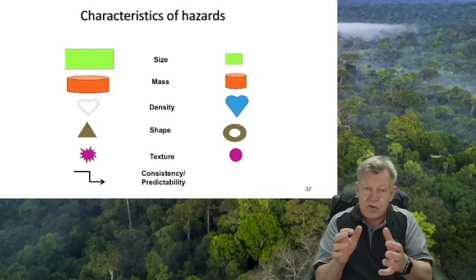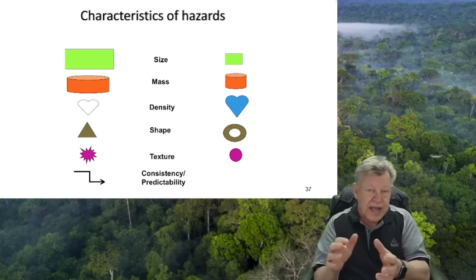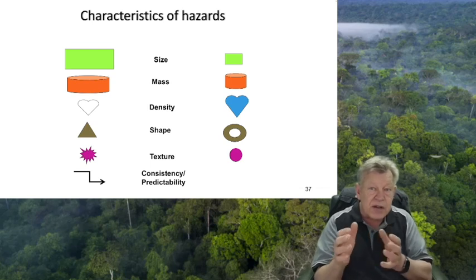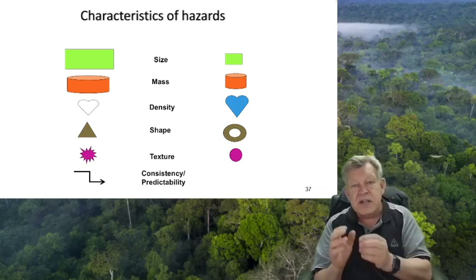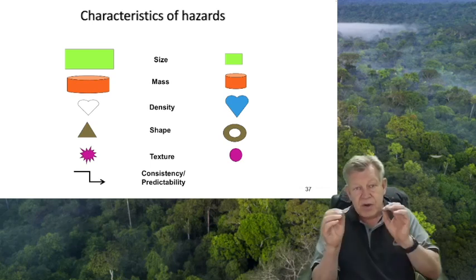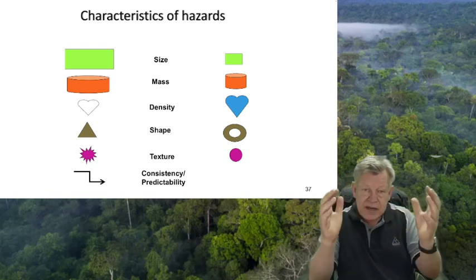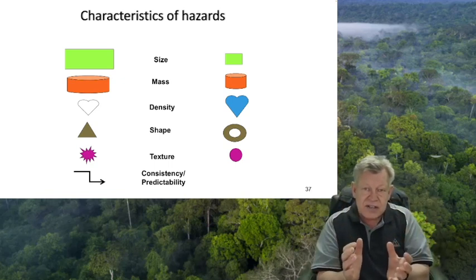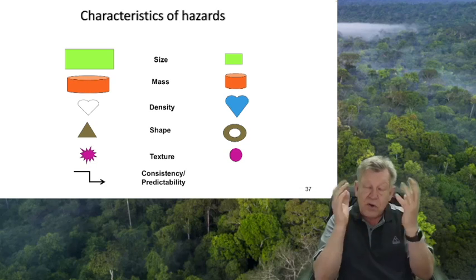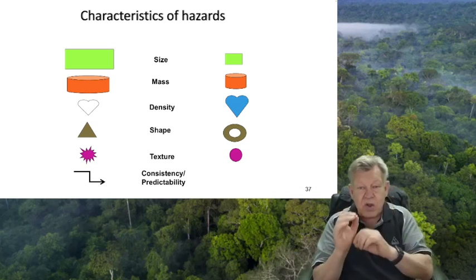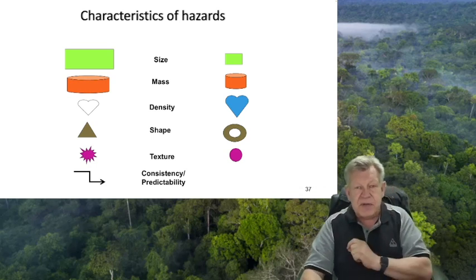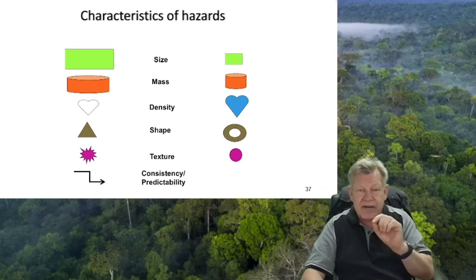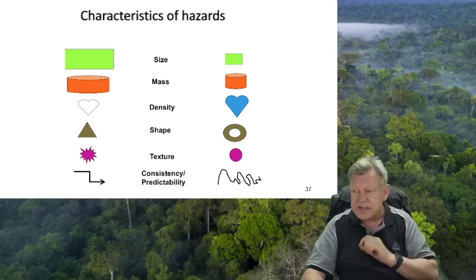How do I control an unpredictable hazard? It's very difficult because I don't know exactly what it's going to do. So I need to identify the characteristics of these hazards or of a hazard within the context. Let me explain a little bit more about the characteristic in the context.